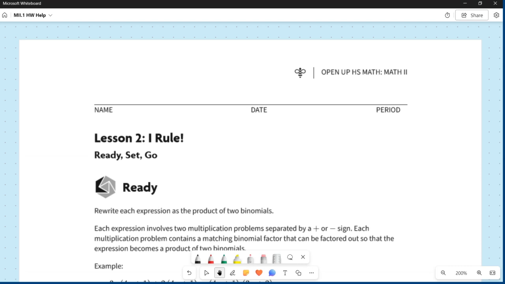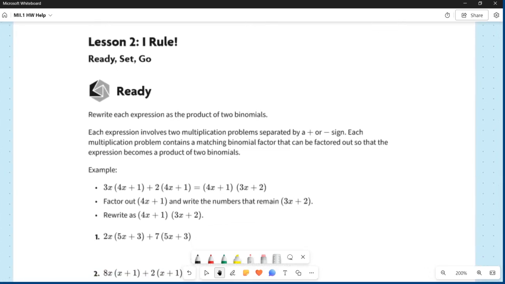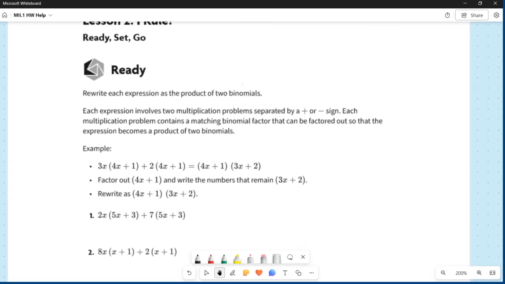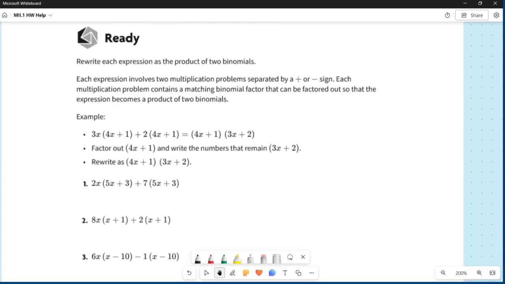Today we're going to be looking at Unit 1, Lesson 2, Quadratic Functions, I Rule. A little bit of positive self-talk. It's always nice. The first section for assigned problems consists of the ready section. And the directions say rewrite each expression as the product of two binomials. That is our goal. And we're given a little bit of additional explanation here, which is nice.